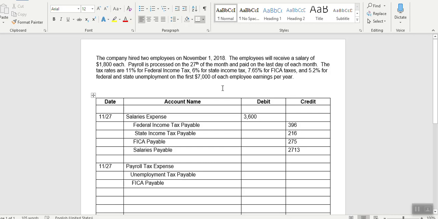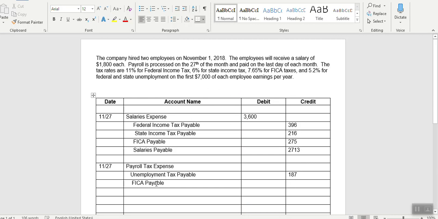And unemployment tax is on the first $7,000 that each employee makes. Well, this is the first pay period, so they've only each made $1,800, so they're not close to the $7,000. So all of their pay is subject to unemployment. So their total pay was $3,600. We're going to multiply that by the unemployment rate, which was 5.2%. And that's our unemployment tax payable. I got $187.20. I'm just going to round that to $187.